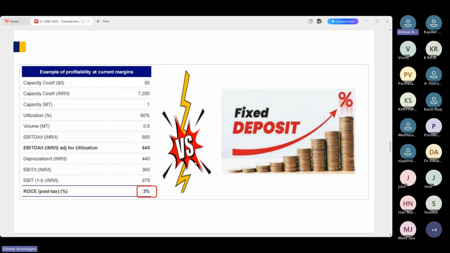So why would a cement company invest in cement capacity when it can rather invest in a fixed deposit and earn a return of 8 to 9%? So this is essentially the argument as to why the pricing needs to improve from here on. Let's move on to the next slide.